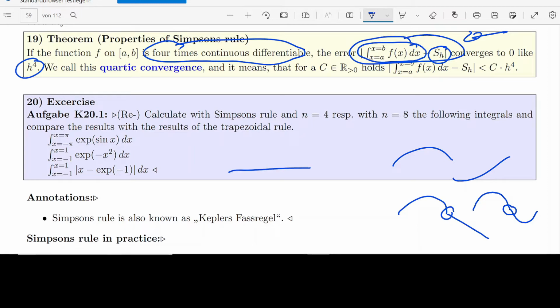That means the convergence, if this is h, and these are the values which we get applying the Simpson rule, is very, very flat here, and that means for small h's we are close to perfect. We will study some examples later. At least in Germany, the Simpson rule is often called Kepler's Fassregel.